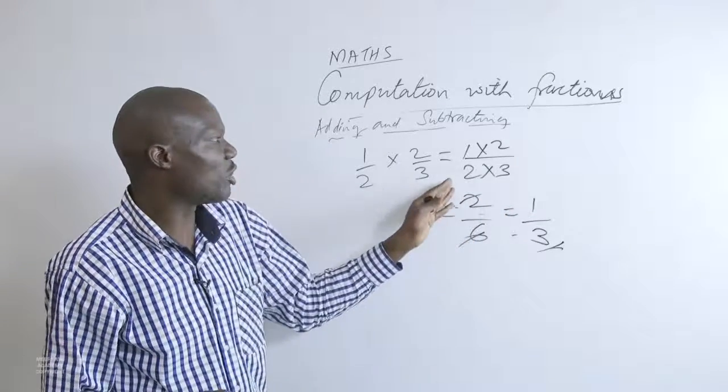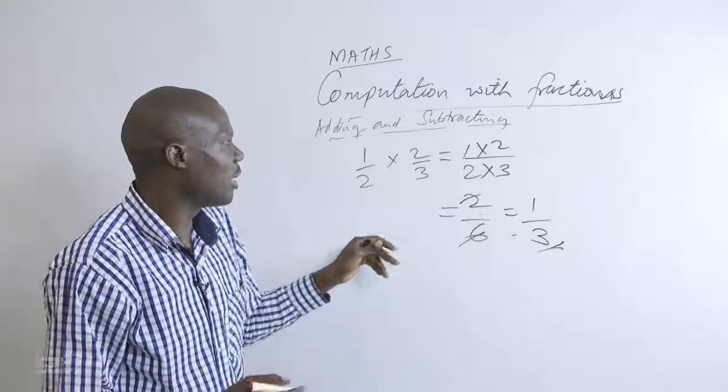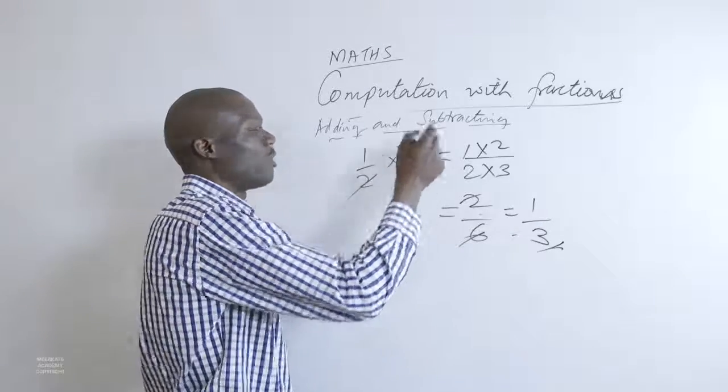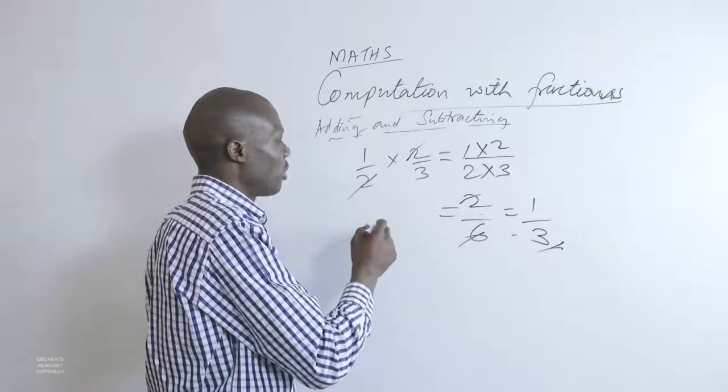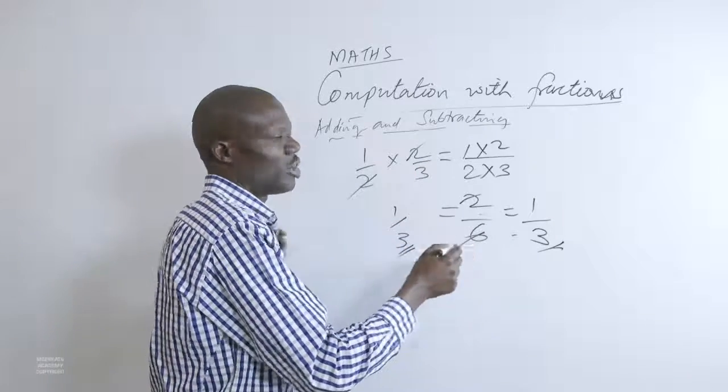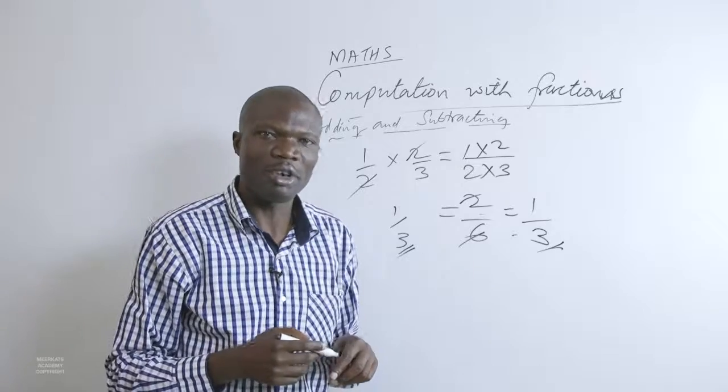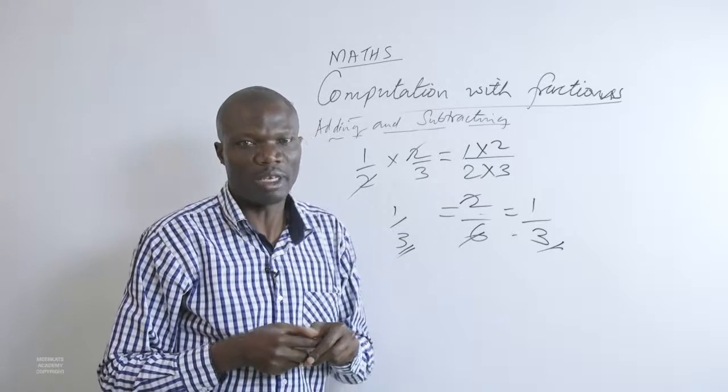If at all you did want to, you could simplify from here. The common factors that can be seen, simplify them out, and you remain with 1 over 3. So the two ways still arrive at the same answer.